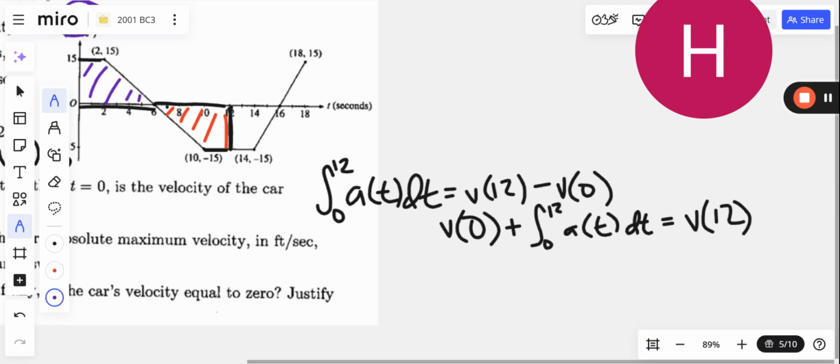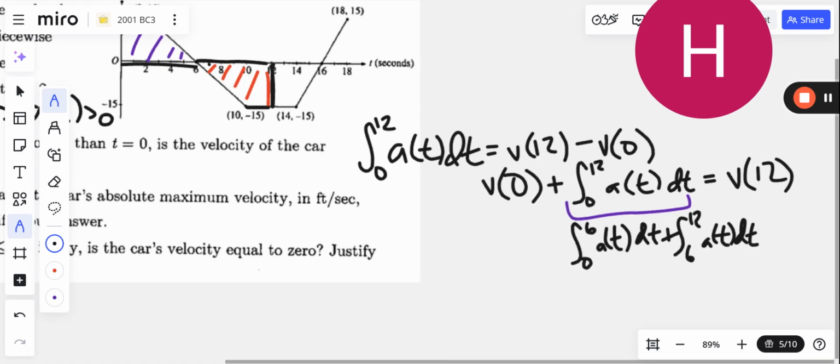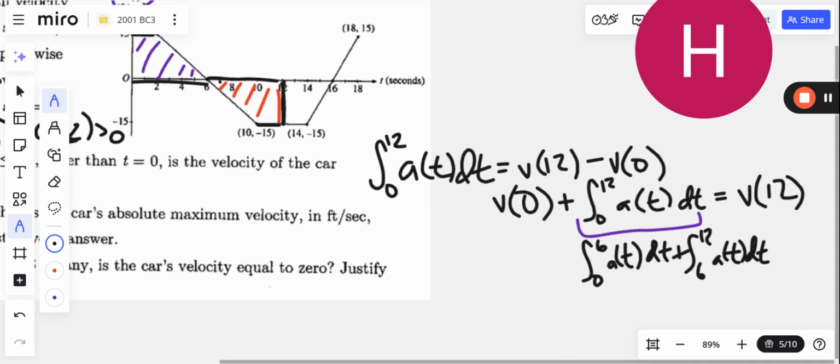Yeah, so we know that this is equal to 0. We don't really have to calculate it necessarily, but we could. We can say that it's the integral from 0 to 6 of a of t dt plus the integral from 6 to 12 of the acceleration. And that is simply going to give us 0, because this will be 1/2 base 1 plus base 2 times the height, 15, and then this would be 1/2 base 1 plus base 2, but now the height of the function is negative 15, so those clearly cancel each other out.